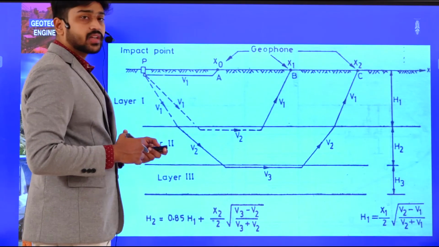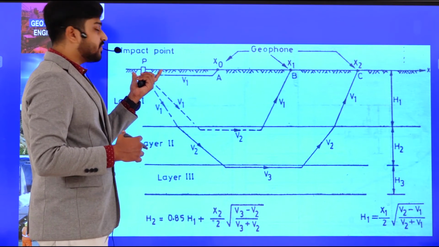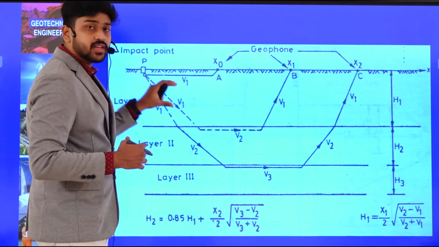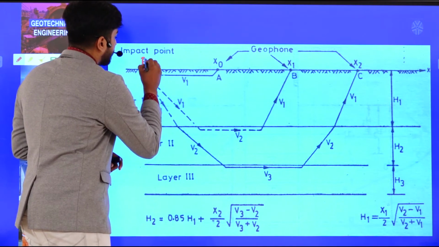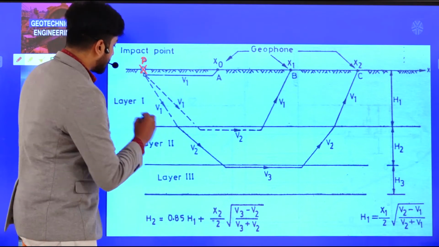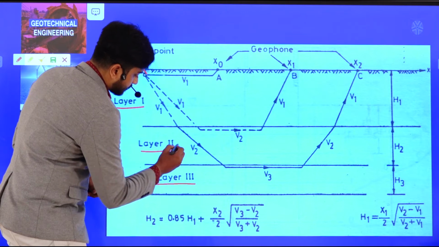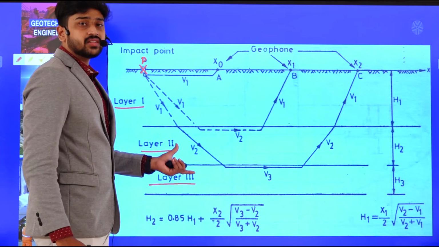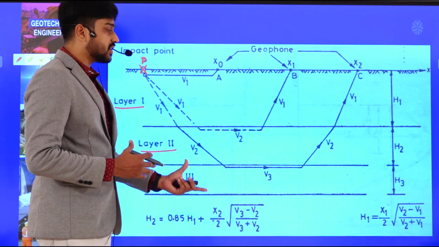So if you look at this particular diagram here, there is a point P, which is my impact point or the source point from which the energy wave is propagated. Let us say this is layer 1, this is layer 2, and this is layer 3. There are three different layers in a particular soil, because soil is non-homogeneous.